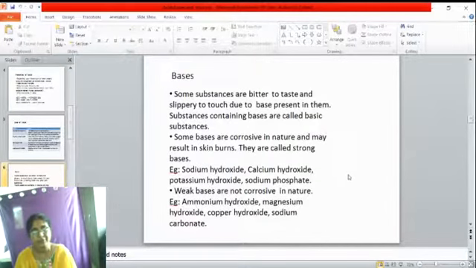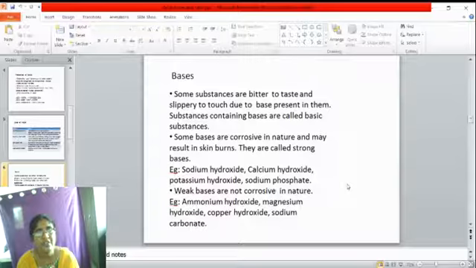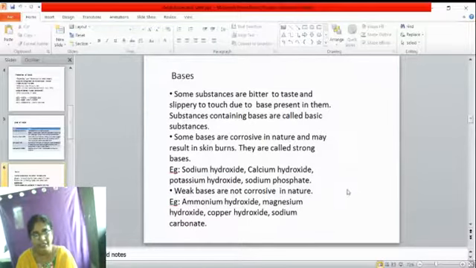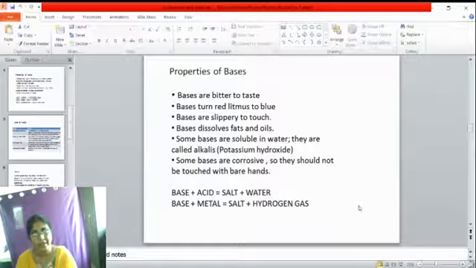Now, along with the strong bases, you have weak bases which are not corrosive in nature, which are easy to handle. For example, ammonium hydroxide, magnesium hydroxide, copper hydroxide, as well as sodium carbonate.